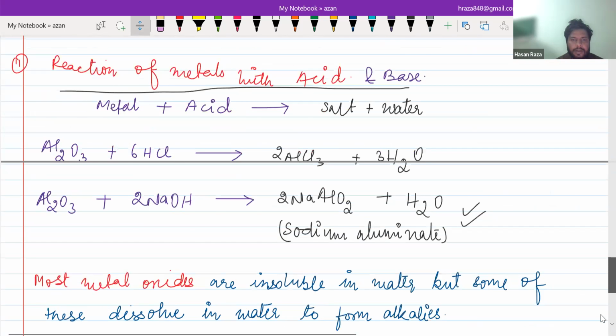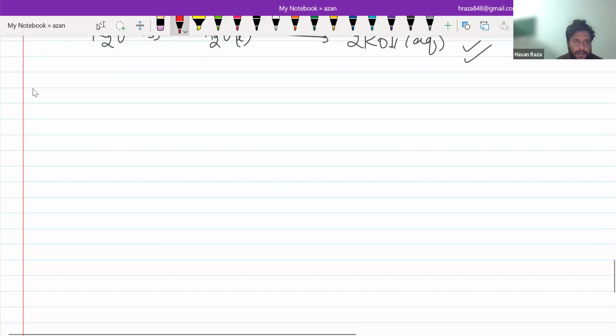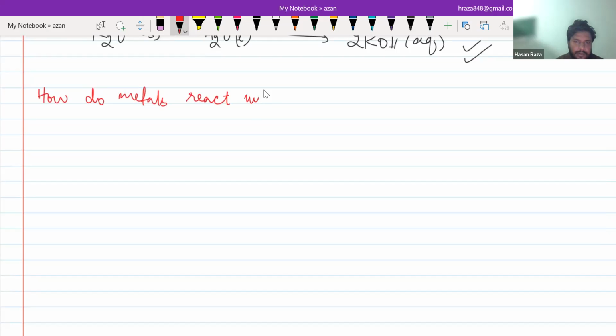Okay. The next chemical property, write a topic: How do metals react with solution of other metal salts? This is a very important topic. Basically, there is a topic called the reactivity series, and it's part of that reactivity series.